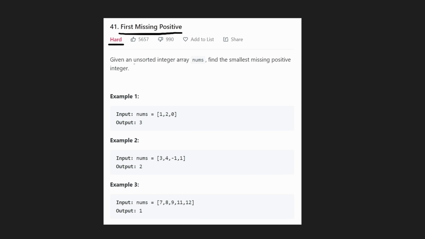So we're given an unsorted integer array of nums. Simply, we just want to find the smallest missing positive integer. What does that mean? Well, my question is, what's the smallest positive integer in general? 1, right? That's pretty simple. We know that 1 is the smallest positive integer. The second smallest is 2. The third smallest is 3.